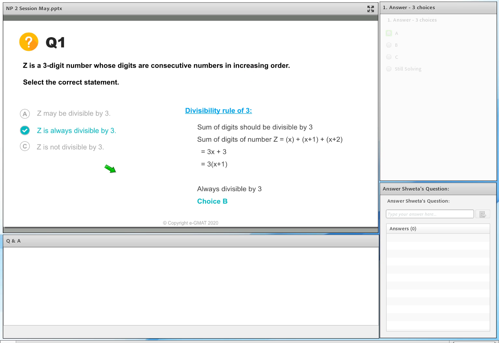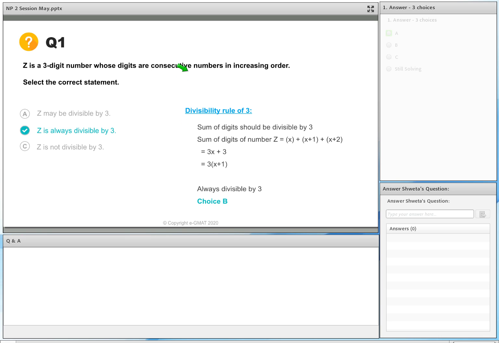Look, first of all, the divisibility rule that you should know is this. If any number is divisible by 3, then the sum of its digits should be divisible by 3. Now, why am I looking at divisibility by 3? Because look at the options. All of them are talking about divisibility by 3. It may be so, it is always so, or it's never so. So divisibility by 3 is the core idea that we're testing here. And the test, as I just said, is just to check the sum of the digits.